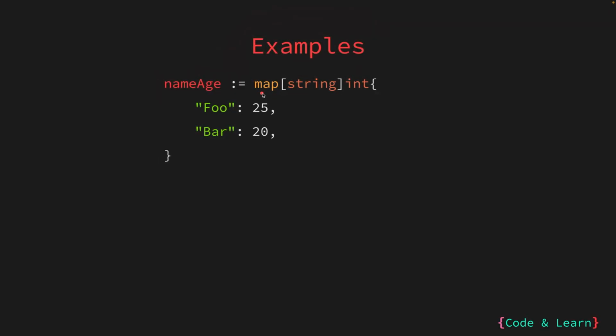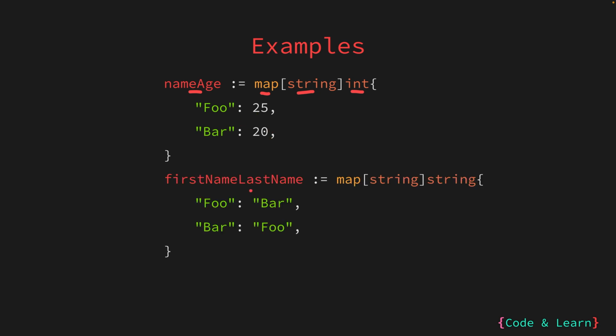As you can see, the map keyword is used to create a map in Go. This map is named nameAge and it has keys of type string while the values are of type int. Inside the curly braces, you can see I have a key foo, and I associated a value of 25 with it. The next key is bar and I associated a value of 20 with it. So that's how you create a map in Go.